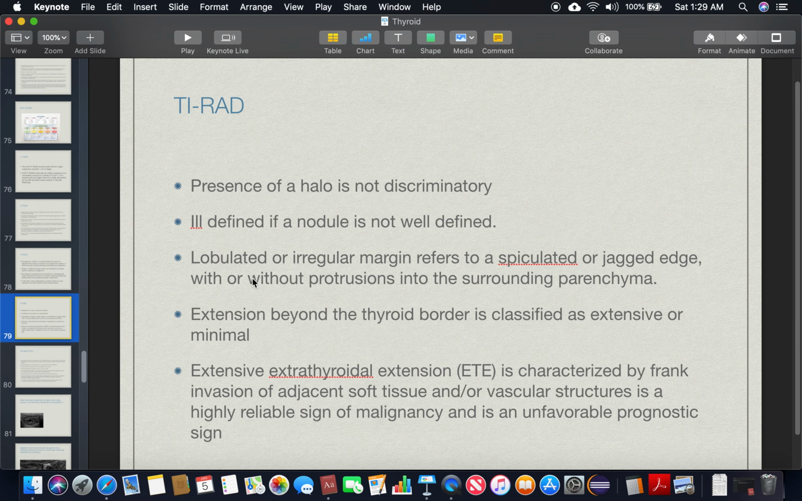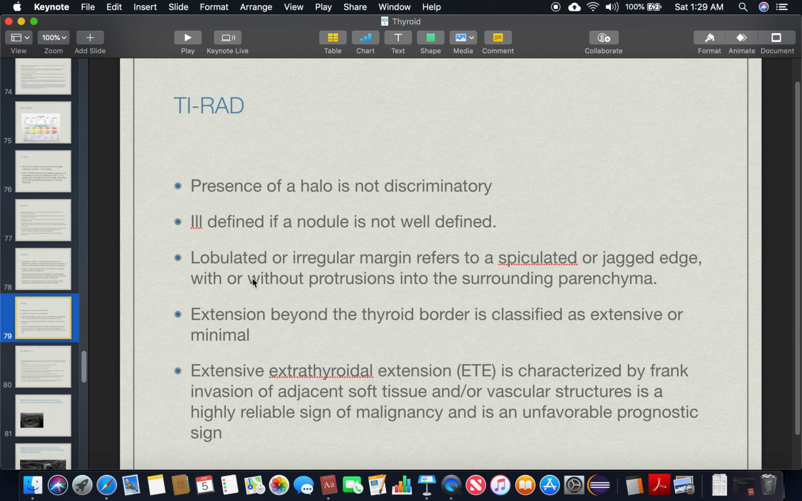Now, extension beyond the thyroid border is extensive. Extensive extrathyroidal extension is characterized by frank invasion of adjacent soft tissue or vascular structures. This is a highly reliable sign of malignancy and an unfavorable prognostic sign.